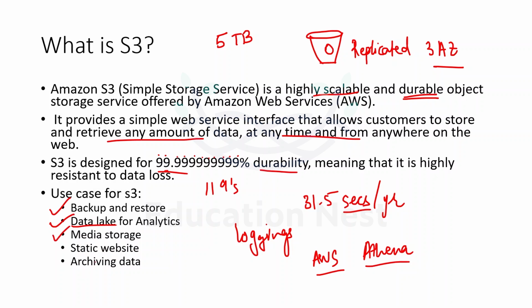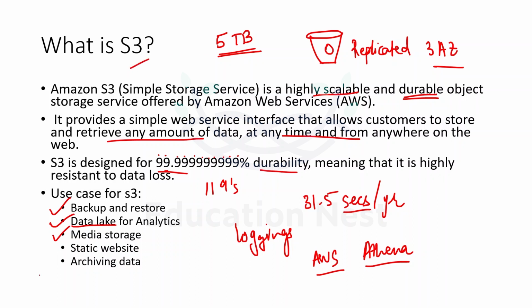Then we have media storage. Any kind of media like MP4s or MP3s can be stored here in S3 because we have a very high object size limit as well. You can store a maximum object of 5 TB over here.